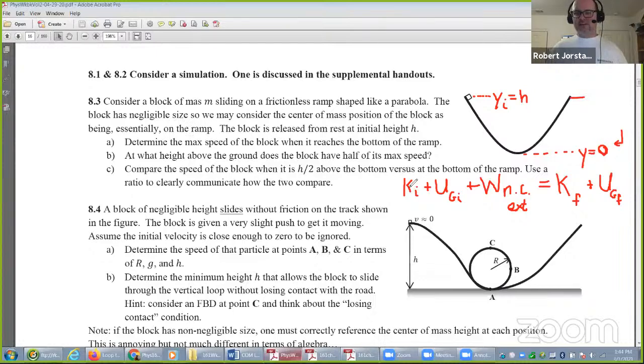What is the initial kinetic energy? Maybe I'll write these formulas over here so you have them. The formula for kinetic energy was 1/2 mv squared.